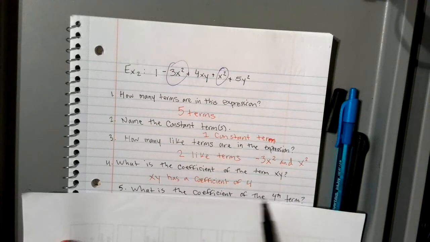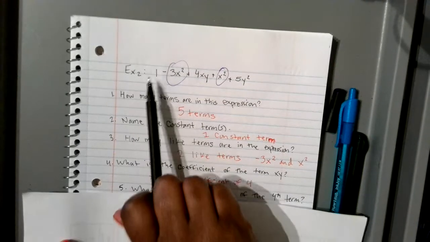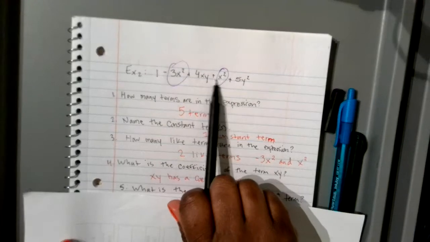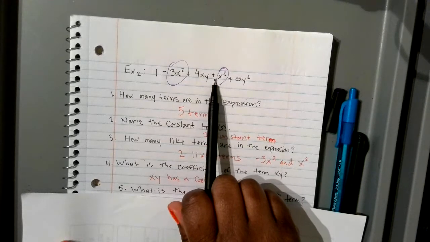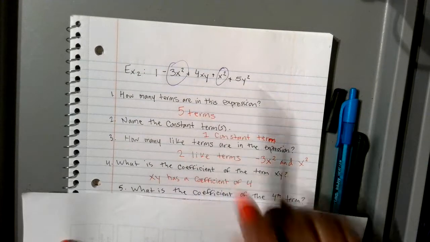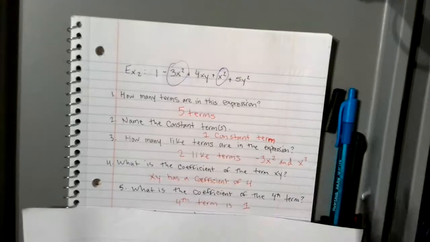What is the coefficient of the fourth term? Which one is the fourth term? 1, 2, 3, 4. If there is no number in front of the variable, the coefficient is always 1. The coefficient for the fourth term is 1.